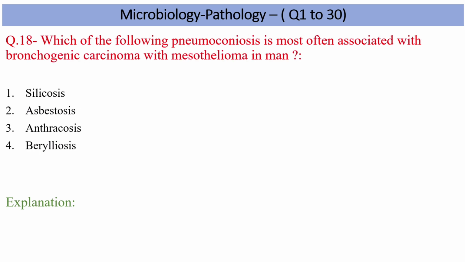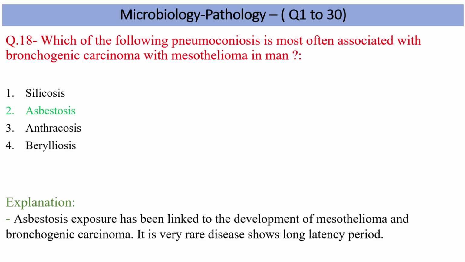Which of the following pneumoconiosis is most often associated with bronchogenic carcinoma and mesothelioma in man? Silicosis, asbestosis, anthracosis, berylliosis. Correct option is asbestosis. Asbestosis exposure has been linked to the development of mesothelioma and bronchogenic carcinoma. It is a very rare disease and shows a long latency period.